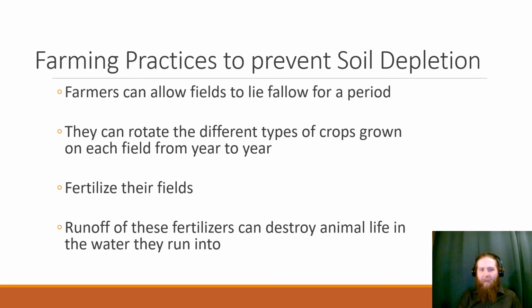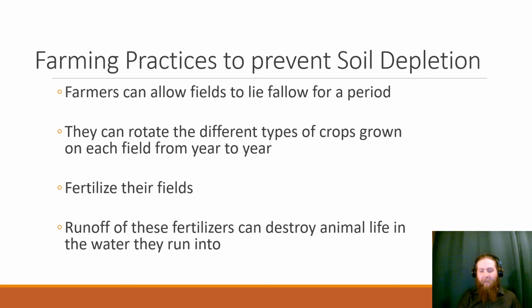There are some farming practices that we can use to prevent soil depletion. We can allow our fields to lie fallow, or not use them for harvesting for a period of time. This returns nutrients back to the soil. We can rotate the different types of crops. Different crops use different nutrients and put different nutrients into the soil. Things like soybeans put lots of nitrogen back into the soil. They're really good to recharge soil.